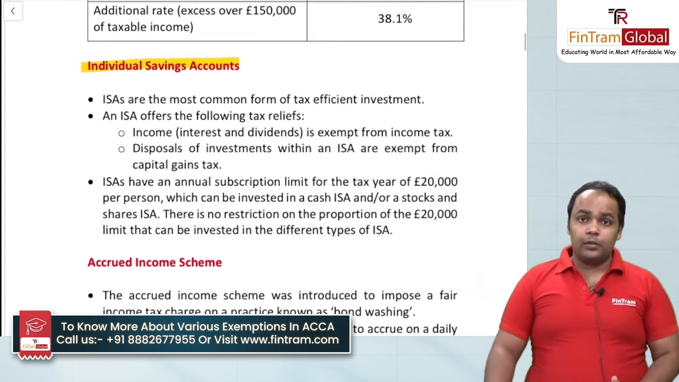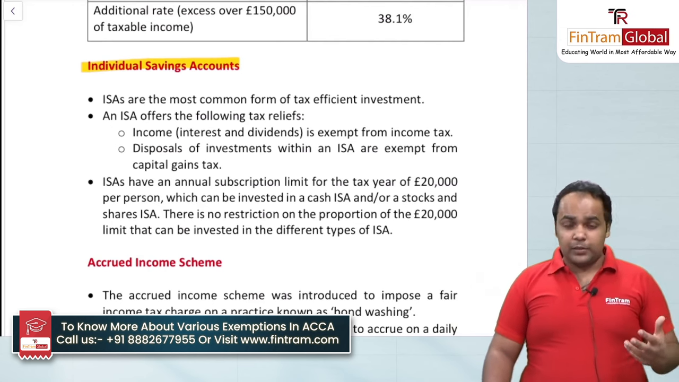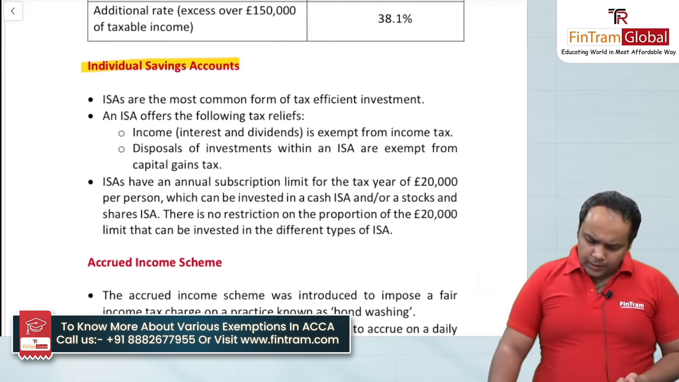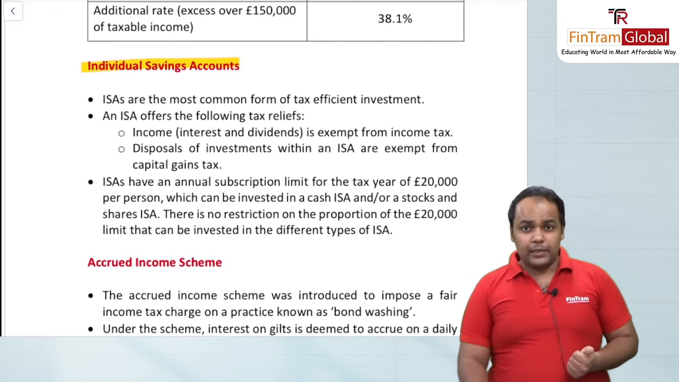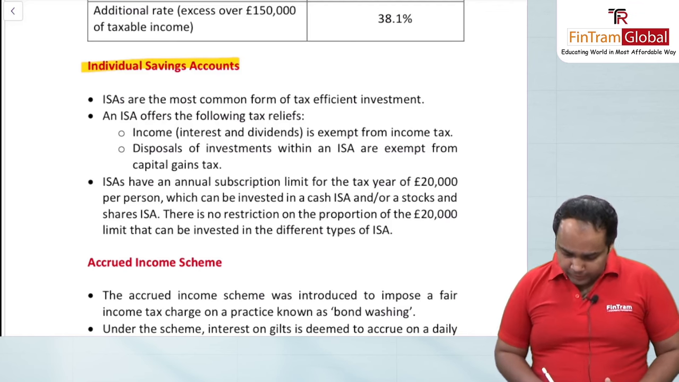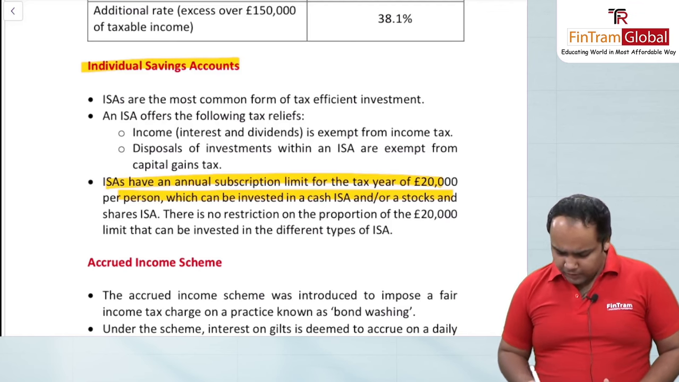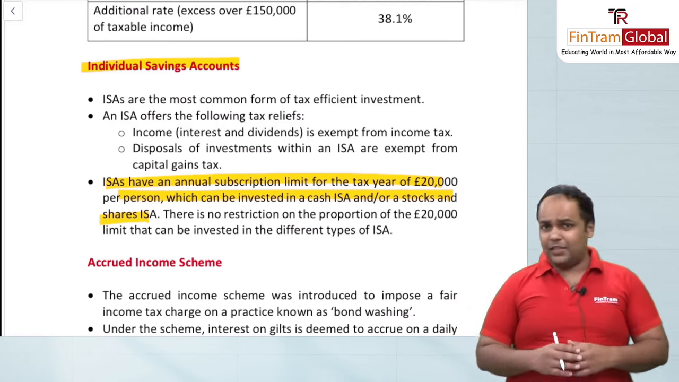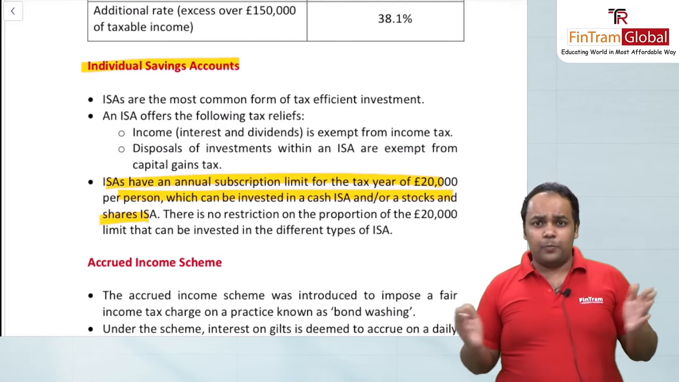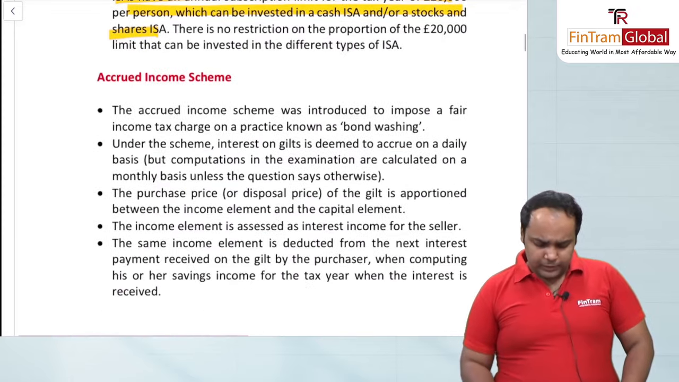Now, another few important concepts are individual savings accounts and how they offer tax reliefs. Remember that ISAs have an annual subscription limit of 20,000 per person, which can be invested in either a cash ISA or a stocks and shares ISA, and there's no limit on how you apportion between the two kinds of ISAs.